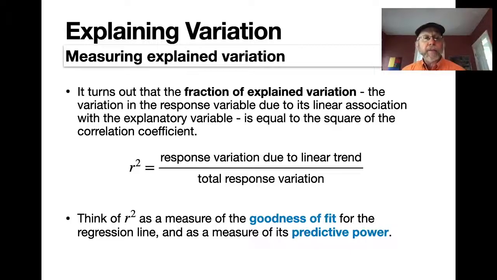And it turns out that the fraction of explained variation, that is, the variation in the response variable due to the linear association with the explanatory variable, is equal to the square of the correlation coefficient. So if you take the response variation due to the linear trend and divide it by the total response variation due to both the linear trend and the residuals, you get a value that's equal to r squared. So we can think of r squared as a measure of the goodness of fit of the regression line, as a measure of its predictive power.